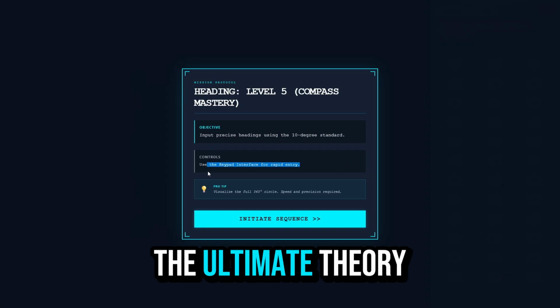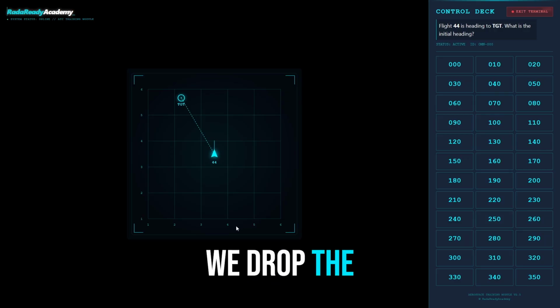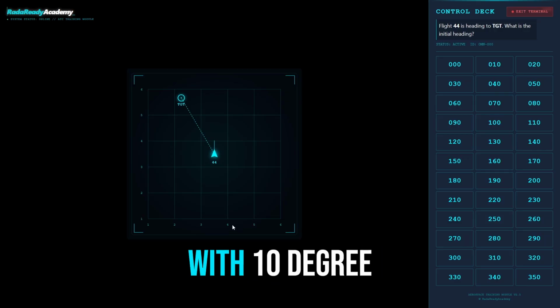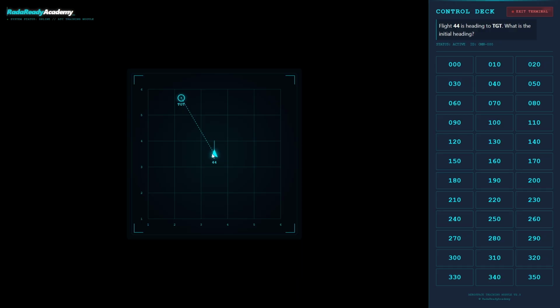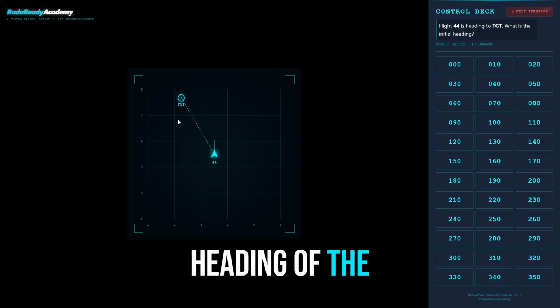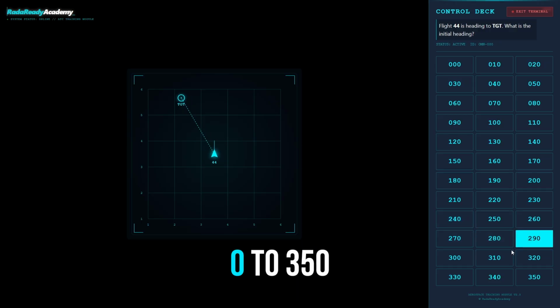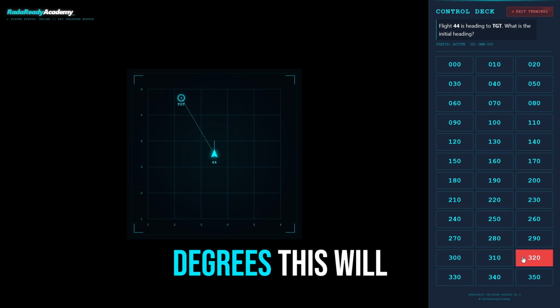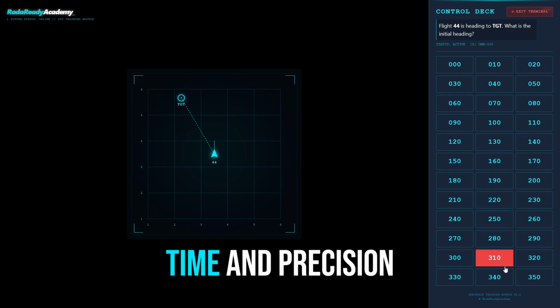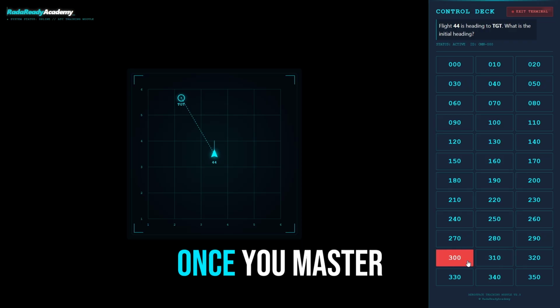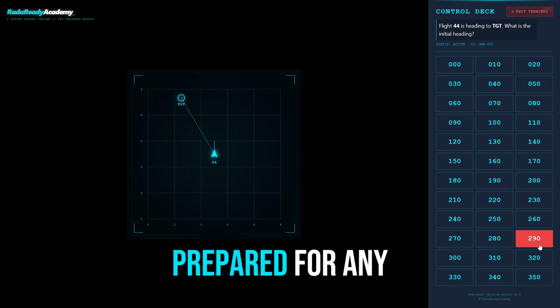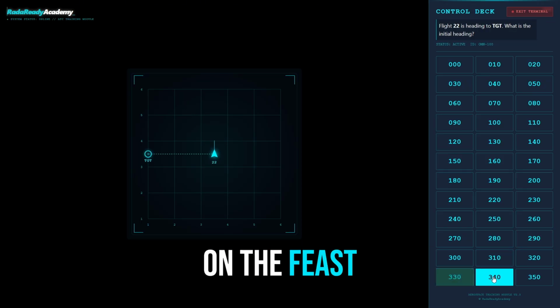Level 5 is the ultimate theory test. Here we drop the simple buttons and use a Numpad interface with 10-degree increments. You have to input the exact heading of the aircraft, ranging from 000 to 350 degrees. This will push your reaction time and precision to the limit. Once you master this level, you are fully prepared for any heading-related question on the FEAST exam.